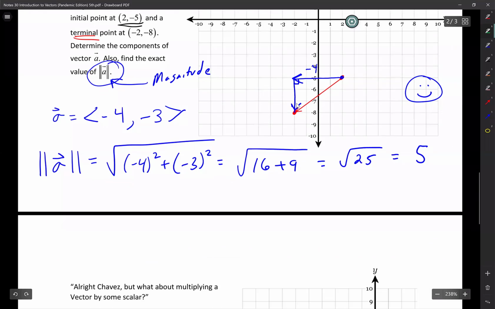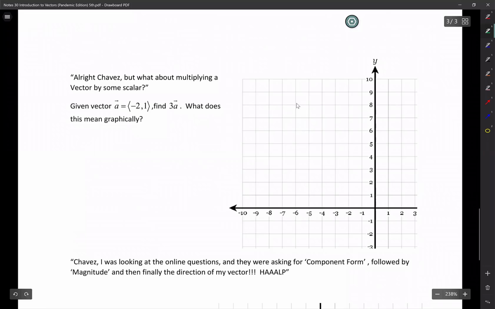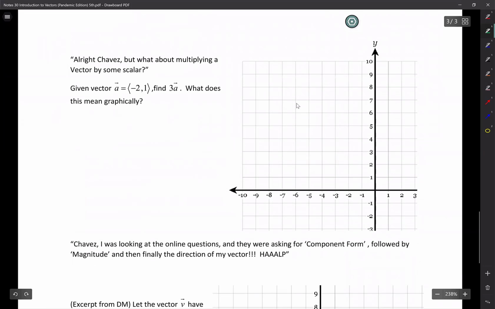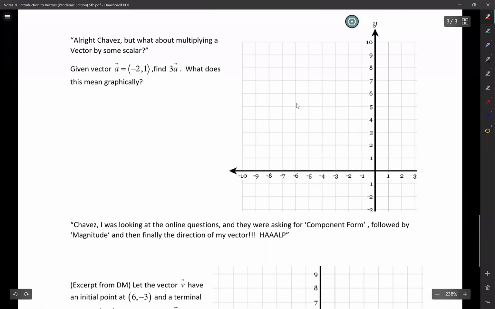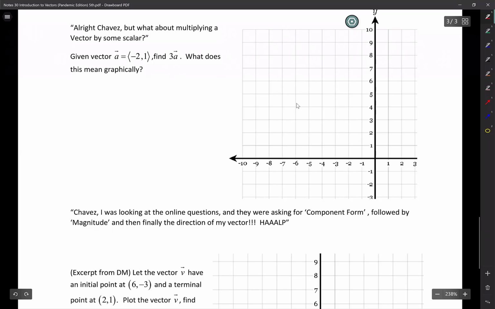We'll get more advanced as we start doing more and more vectors. And this is supposed to be you guys. I always have fun trying to mimic you guys or talk. Okay, let's see. All right, so this is supposed to be you guys here. All right, Chavez, but what about multiplying a vector by some scalar? Okay, I know you guys don't have a voice that high, so I apologize, guys. Hopefully I didn't offend anyone.